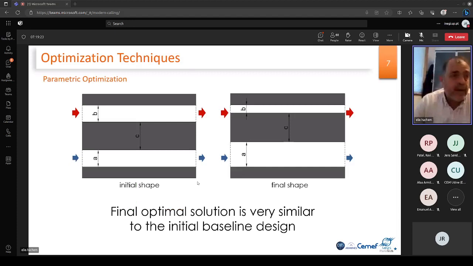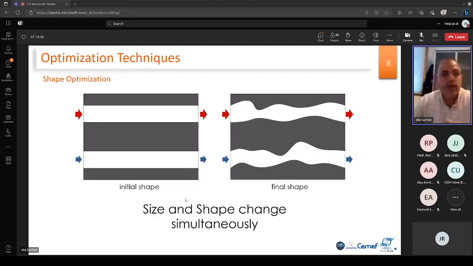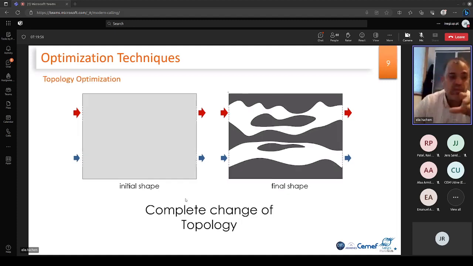So, in optimization techniques, what is difficult? It could be very simple to very complex, and this depends on the physics, and also on the computational power. If you talk about parametric optimization, you can see from the initial shape to the final shape we only change some variables, so we can say that it's similar to the baseline design. You can go further, keeping the same topology but changing the size and shape from the initial shape to the final shape. And the most challenging is this one.